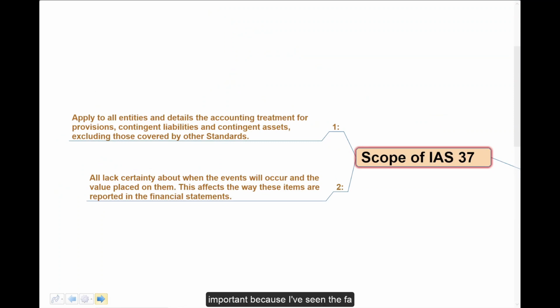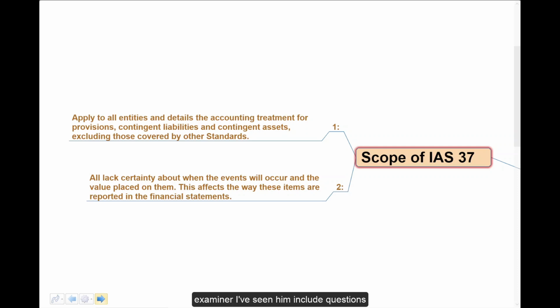And this is important because I've seen the FA examiner include questions on point number 1 here just alone. And this is some easy marks. How far does IAS 37 spread? Who is it applicable to? It applies to all entities according to the standard.